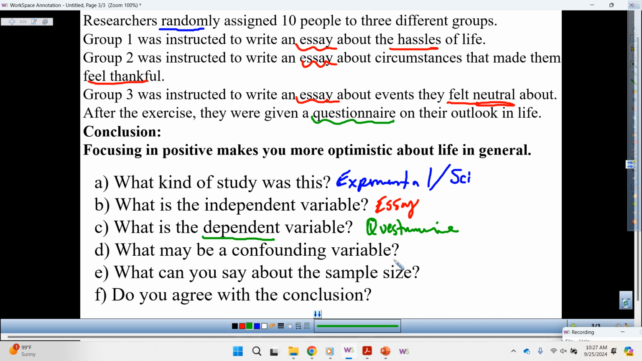Confounding variable. We said a confounding variable, pay attention to this one, because once again, this is new, is a variable that can affect the study that is not found immediately in here, but it could be affecting the way people respond to the study. So think about it. What could affect the people writing the essay, the way they respond? What do you think it could be? Talk it over with your neighbor. What do you think would affect the way they respond?